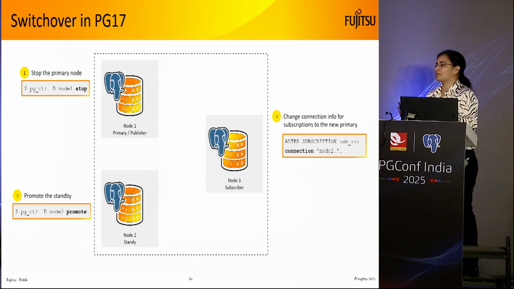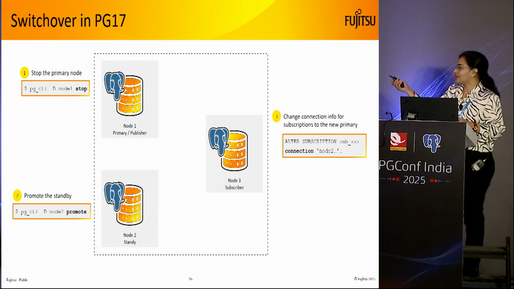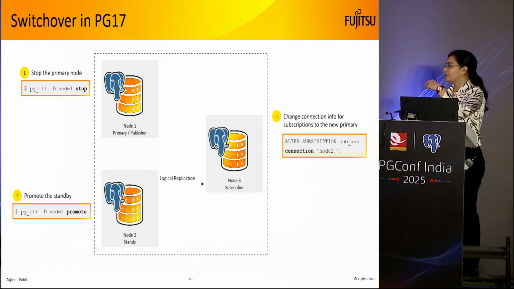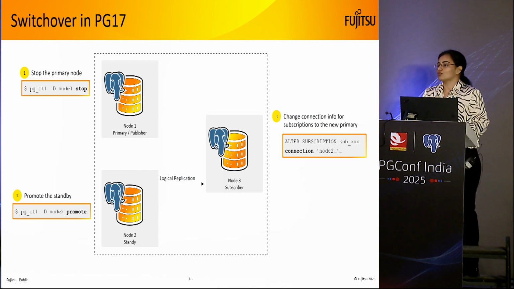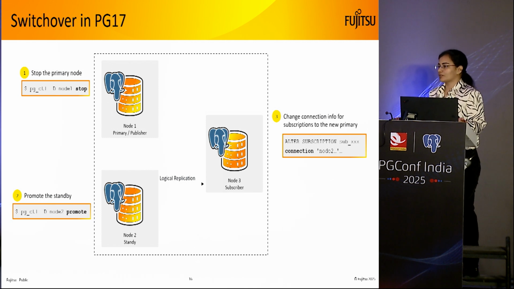So we need to just update the connection information. As soon as we execute the alter subscription command to update the connection information to the new primary node, the logical replication between node 2 and node 3 will start. So, here you saw that there was no need of recreating of subscription and resyncing of data.